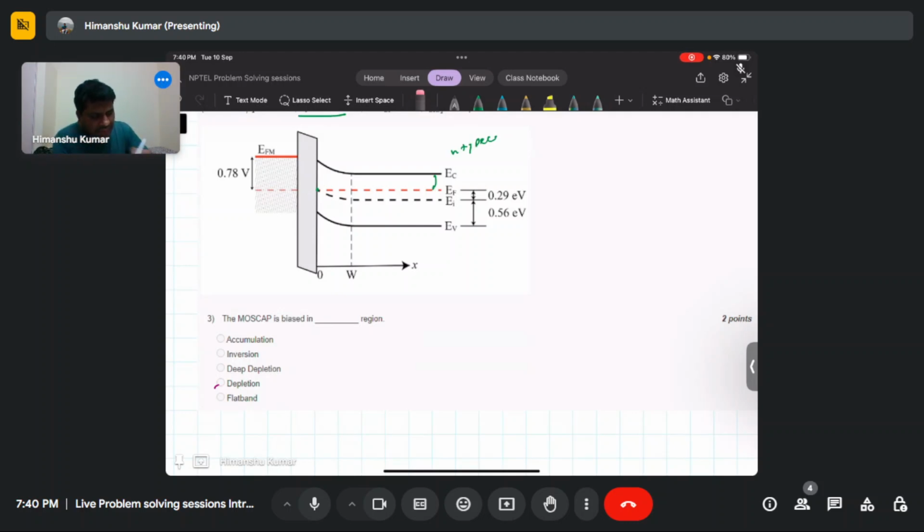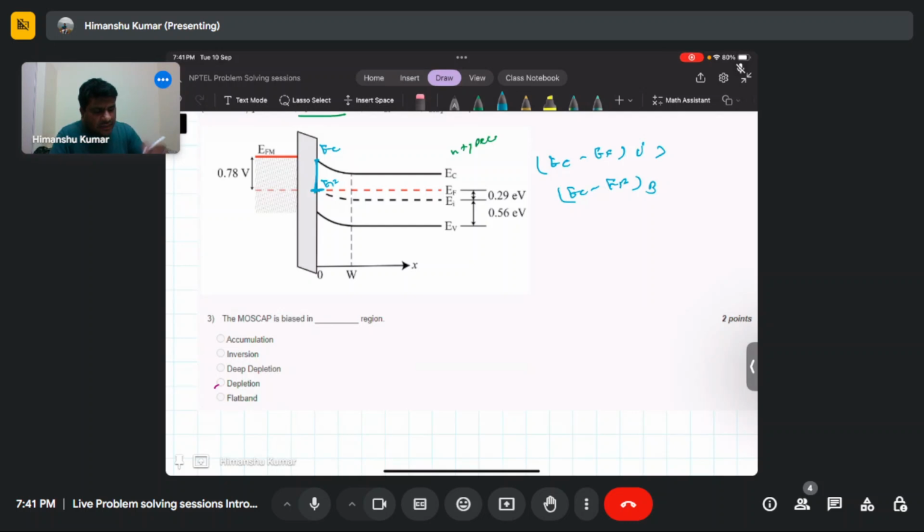Now at the interface, you see EF is this, and EC is this. So EC minus EF at the interface is larger than EC minus EF in the bulk. In the bulk, EC minus EF is smaller. So this is larger compared to EC minus EF in the bulk.